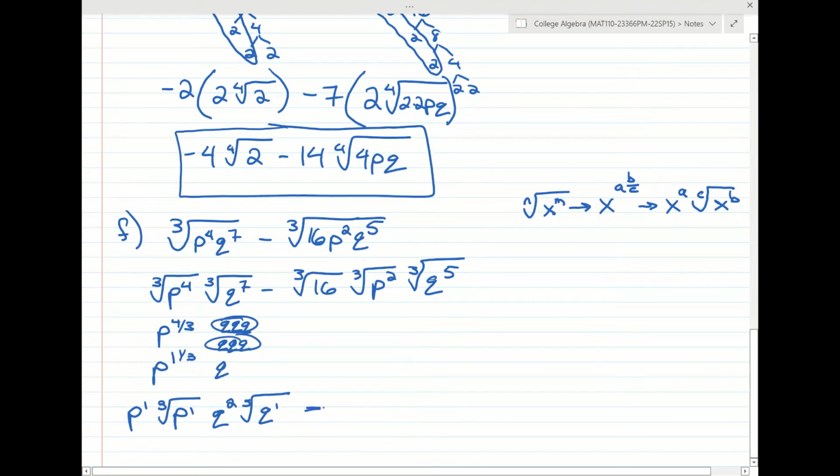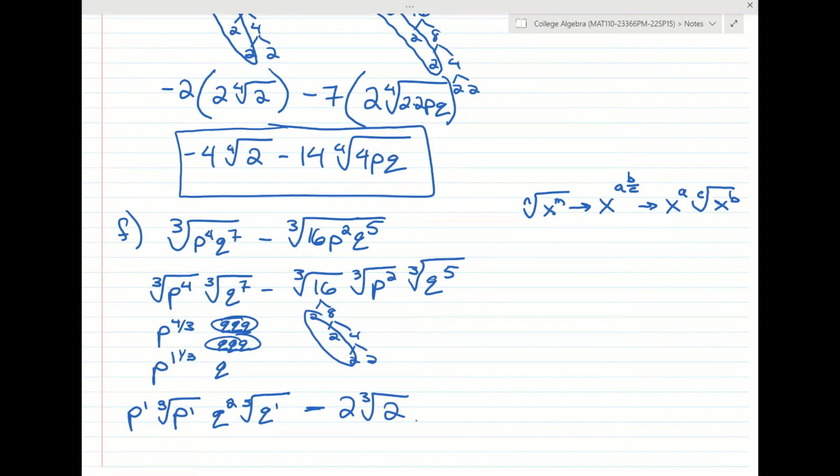Minus the cubed root of 16. This is just 2 and 8. 8 is 2 and 4. 4 is 2 and 2. So we have a group of 2's with 1 left over. Can we take out a group of 3 from p to the 2nd? No, so that's just fine the way it is. And then for that last one, there would be a group of 3 with 2 left over.